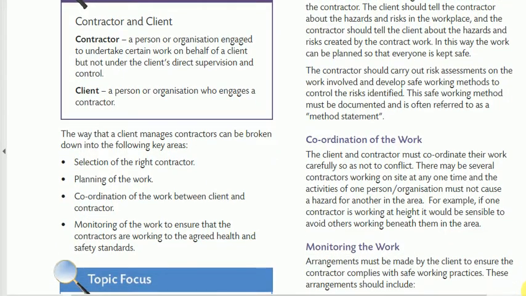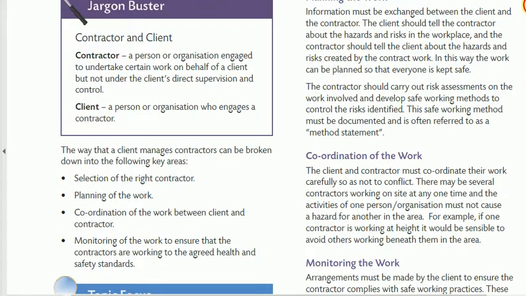Before the job is done, the client has a lot to do. Before then, he is to ensure that he selects the right contractor for the job. The contractor must be competent enough for the job. The job must be properly planned. He must ensure that he works with the contractor, even monitor the contractor to ensure health and safety standards are met.